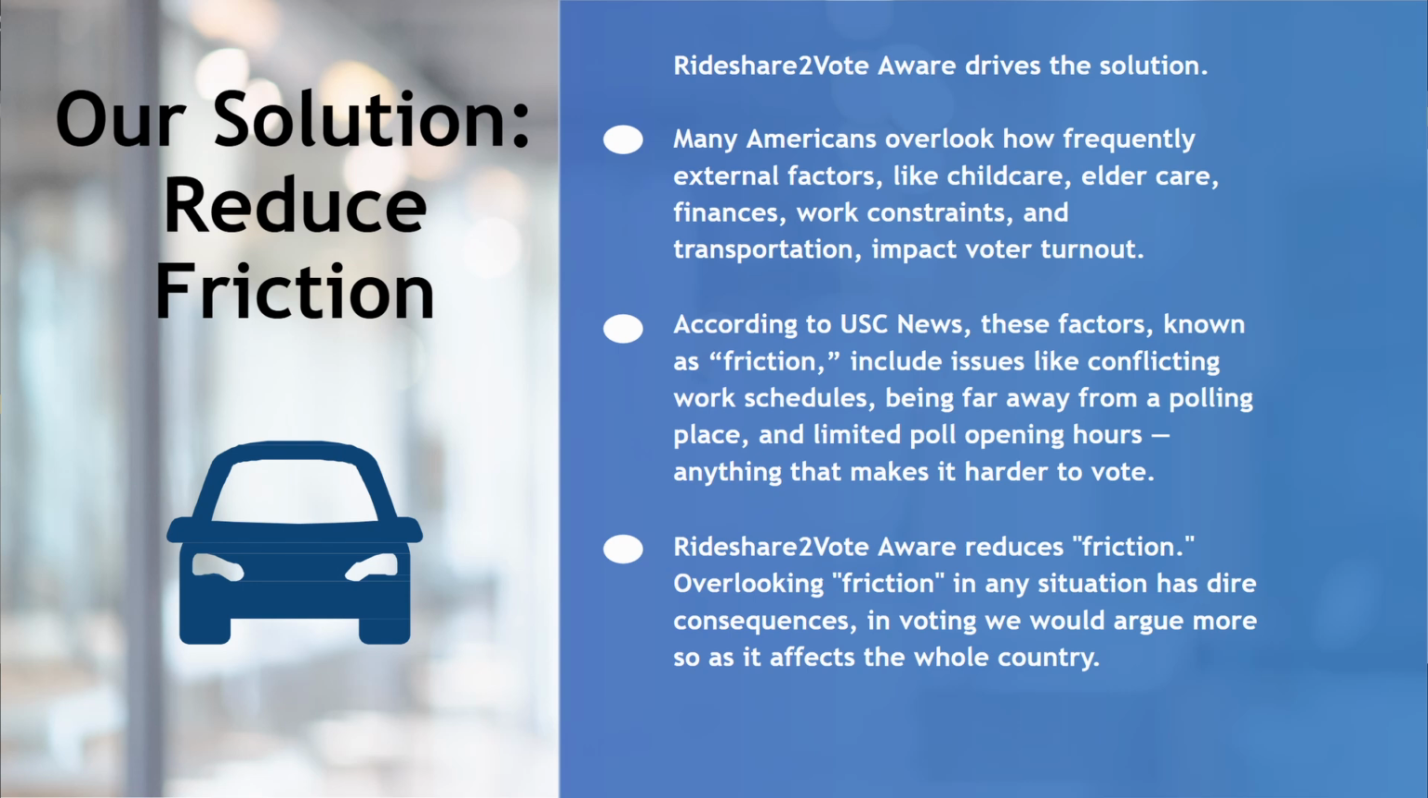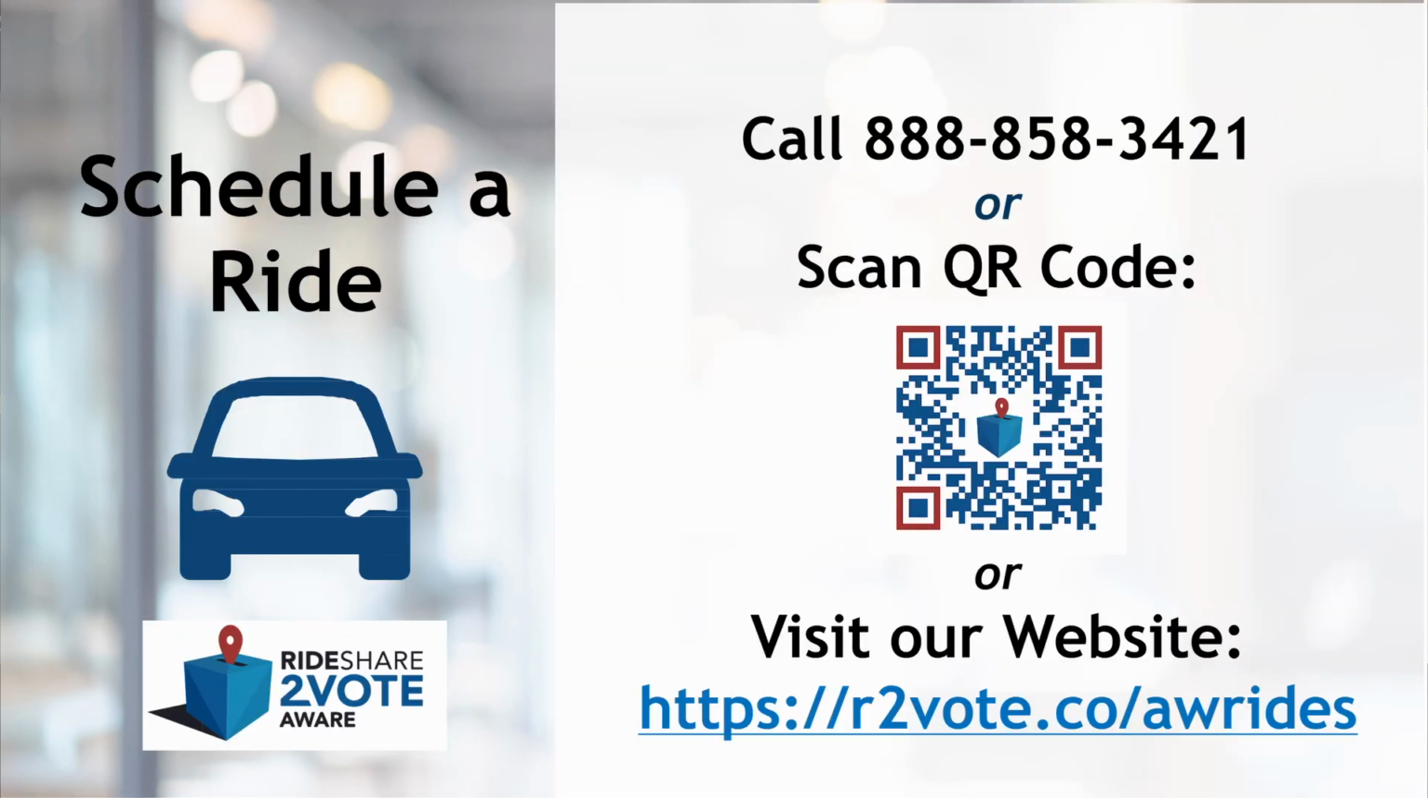We've got a little QR code to go over where you're able to book a ride and get to the polls. There are a few ways that you can get in contact with us, whatever works best for you. You can give us a call at the number listed on the presentation, 888-858-3421. You could also scan this QR code on the screen or visit this website. The link is also right there on the slides. No matter which one you choose, you'll be able to get in contact with us and schedule your free round trip ride to vote.